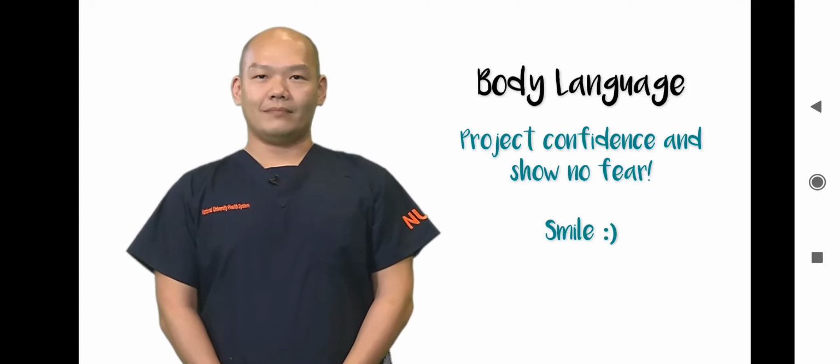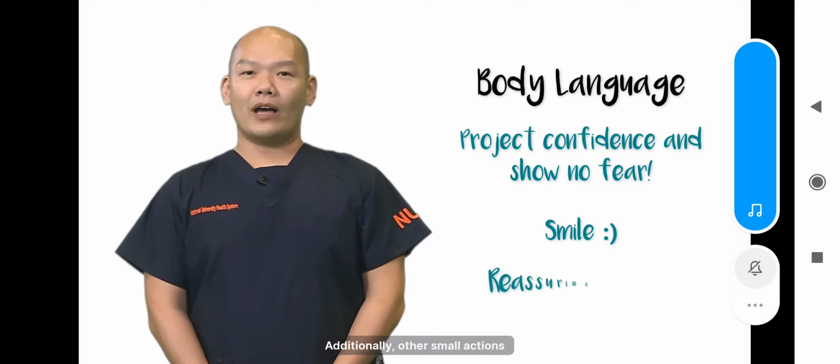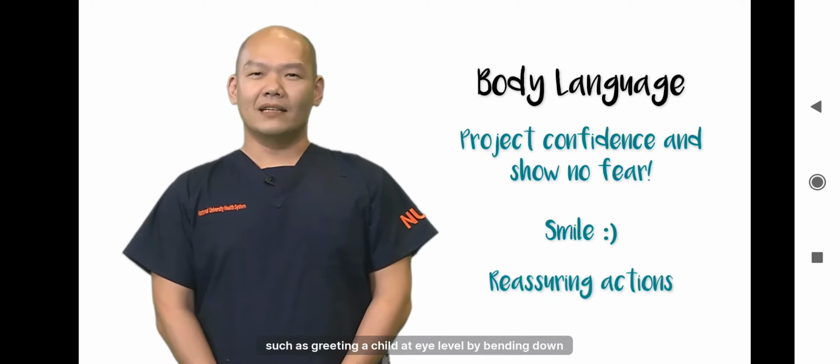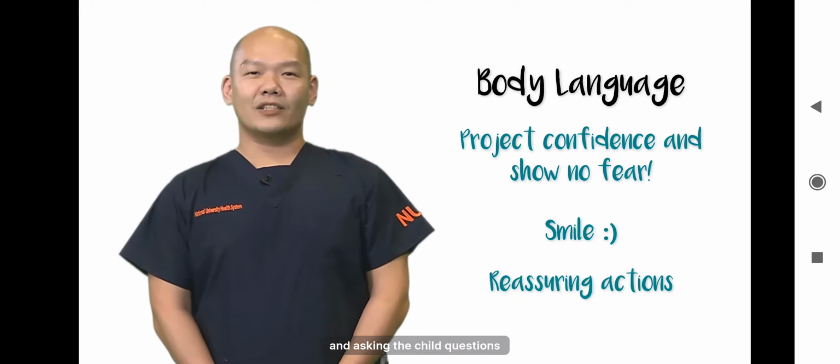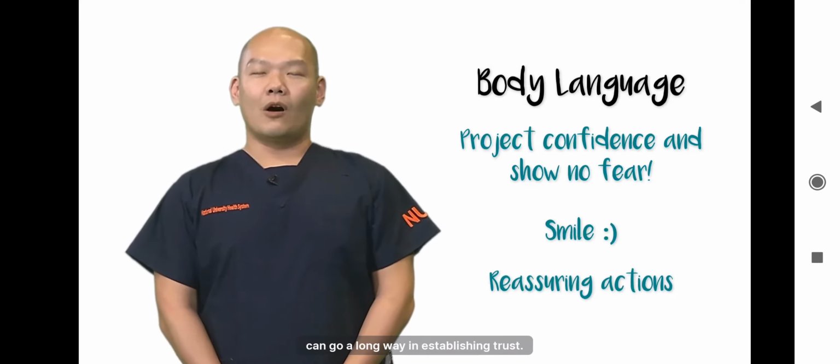When a child can see you, it helps the child identify you as a human and avoid excessive white coat syndrome. Additionally, other small actions, such as greeting a child at eye level by bending down so that you're not towering over him, and asking the child questions instead of focusing on speaking with the parent, can go a long way in establishing trust.